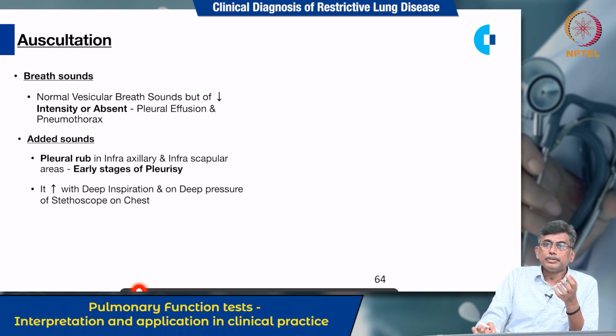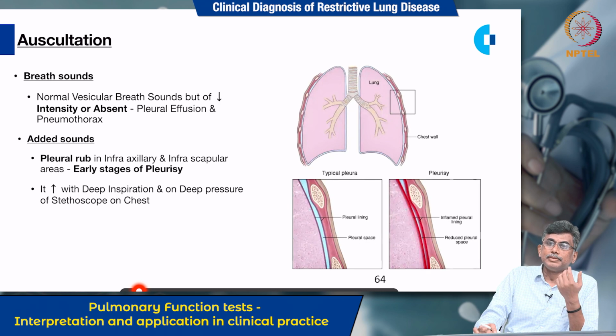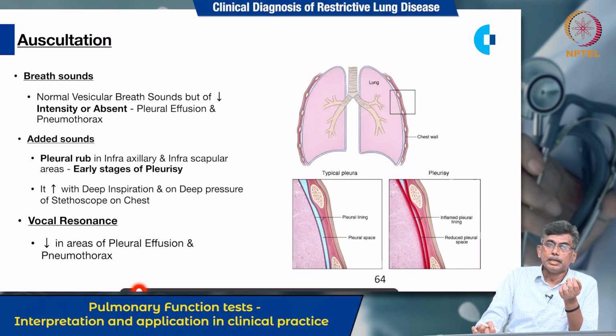Generally there are no added sounds, but in early cases like pleurisy, you can hear the pleural rub, which is actually a friction rub that increases with deep inspiration and coughing. It is also increased by pressing the stethoscope on the chest. So this occurs, as we saw, from the inflamed pleura rubbing against each other in a pleural disease. Vocal resonance is also decreased in areas of pleural effusion and pneumothorax.